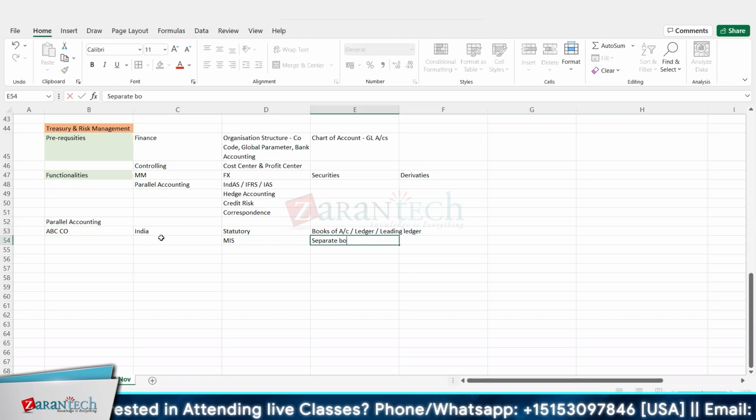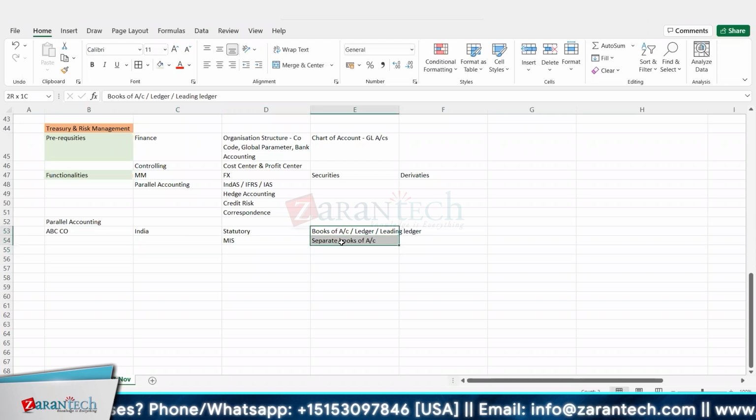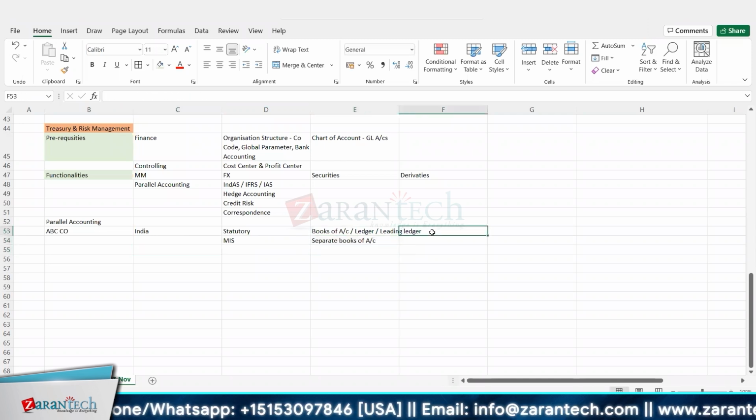Okay, separate books of account. So here, if you see, I need two books of account at the same time. I said my leading ledger, meaning the default ledger, will suffice the requirement of my statutory reporting. But what about the MIS reporting?